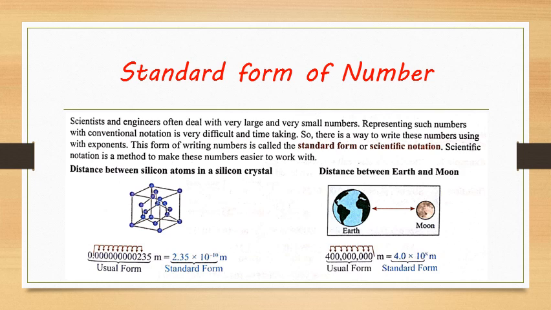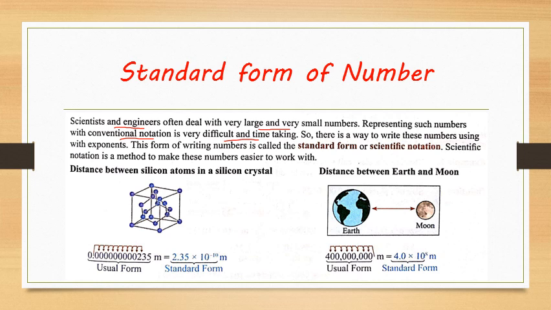Now, standard form of a number. Scientists and engineers often deal with very large and very small numbers. So representing such numbers with conventional notation, conventional notation means that we are writing in the usual form, is very difficult and time-consuming for them. So there is a way to write these numbers using exponents.